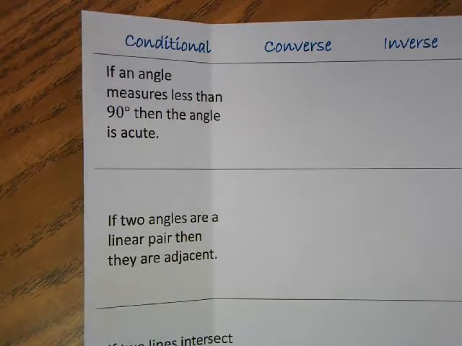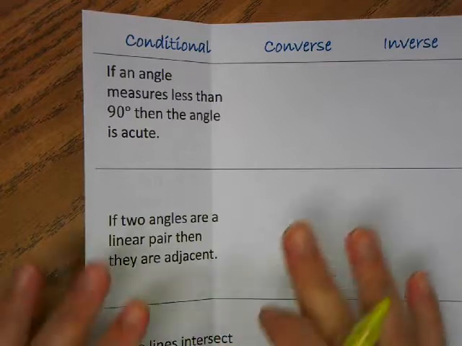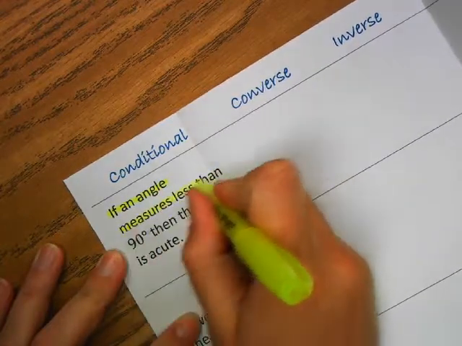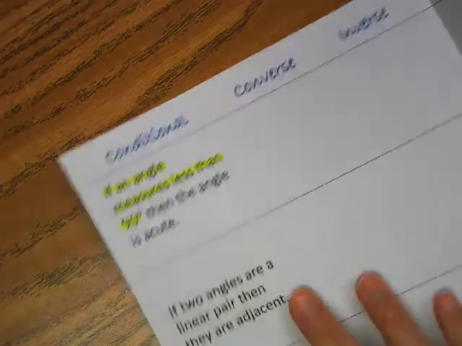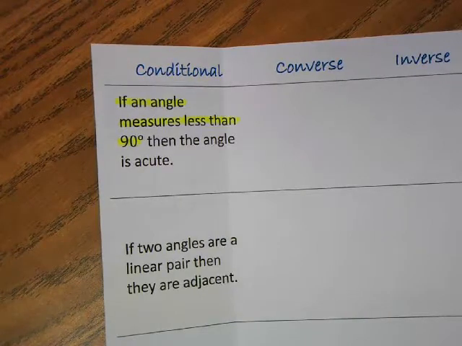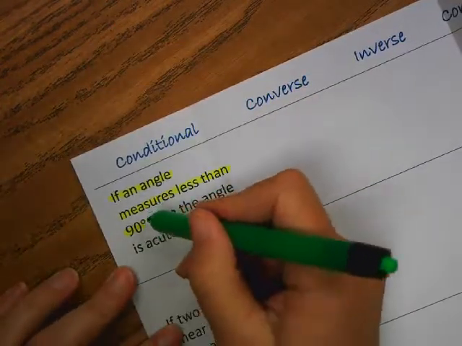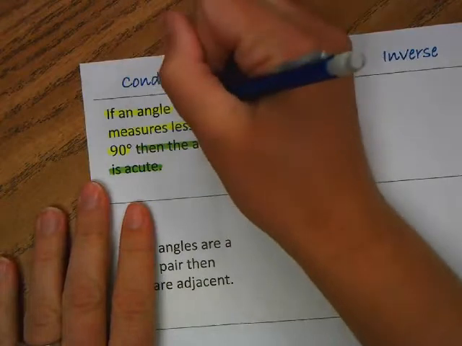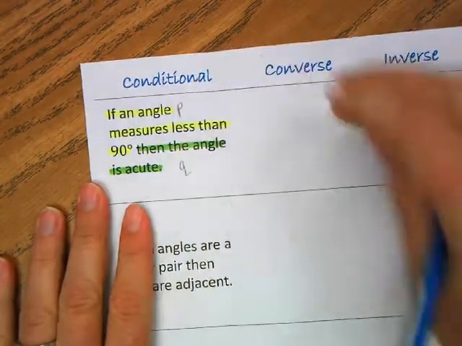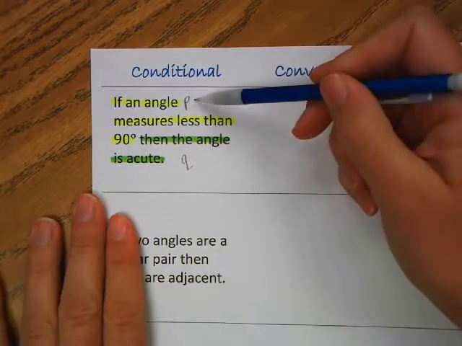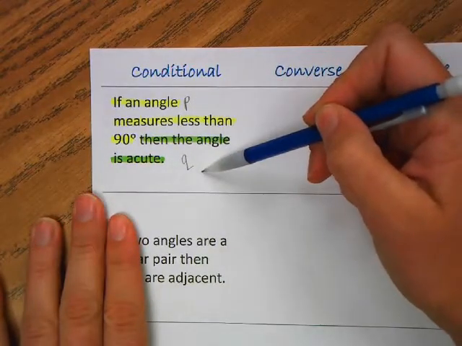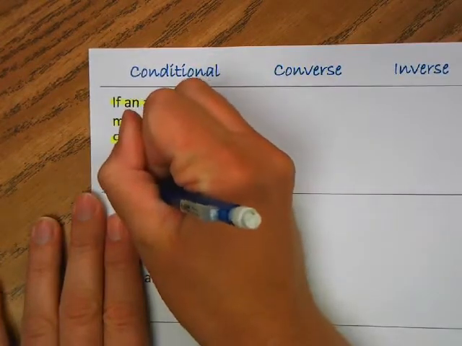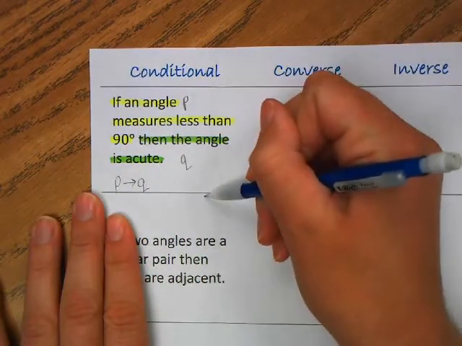The first thing I would recommend doing is identifying the hypothesis and conclusion. The hypothesis is if an angle measures less than 90 degrees. Your conclusion is then the angle is acute. If you need to label these as P and Q, feel free to do so, where P represents the hypothesis and Q represents the conclusion. So now we have the symbolic if P then Q. That's going to be your conditional statement.